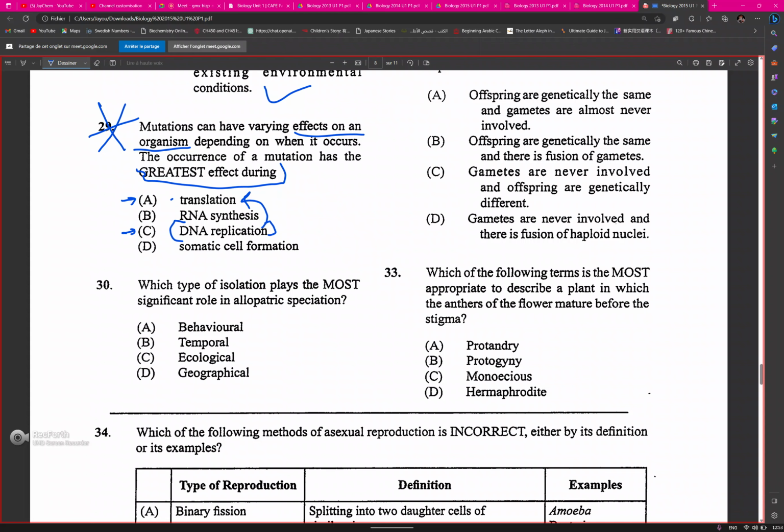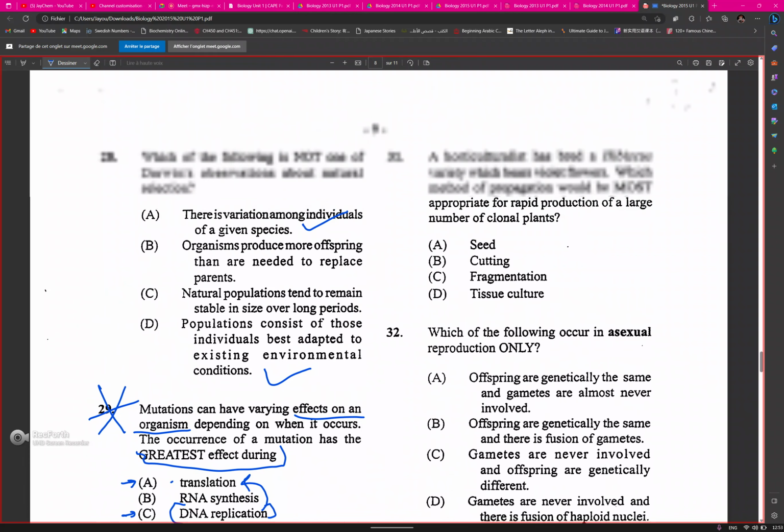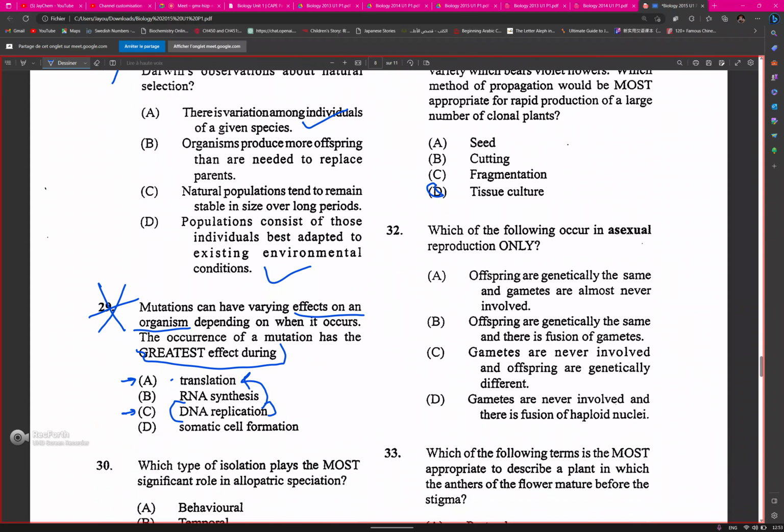Question 30. Which type of isolation plays the most significant role in allopatric speciation? D. A. 31. The horticulturalist has bred hibiscus varieties which bear violet flowers. Which of the following propagation methods would be most appropriate for rapid production of a larger number of clonal plants? What would it be? D. 32. Which of the following occur in asexual reproduction only? A. Offspring are genetically the same and gametes are never involved.